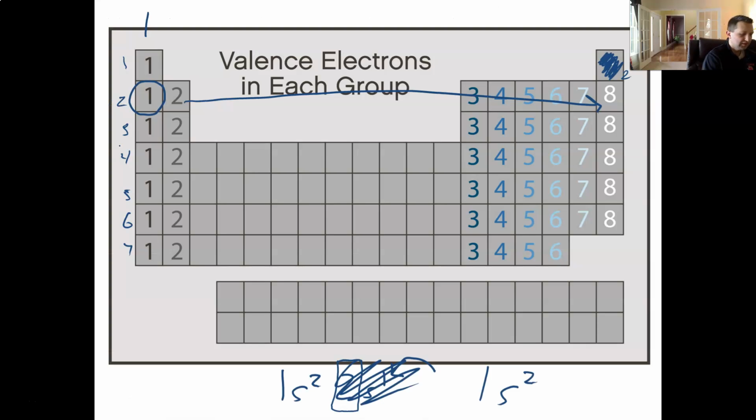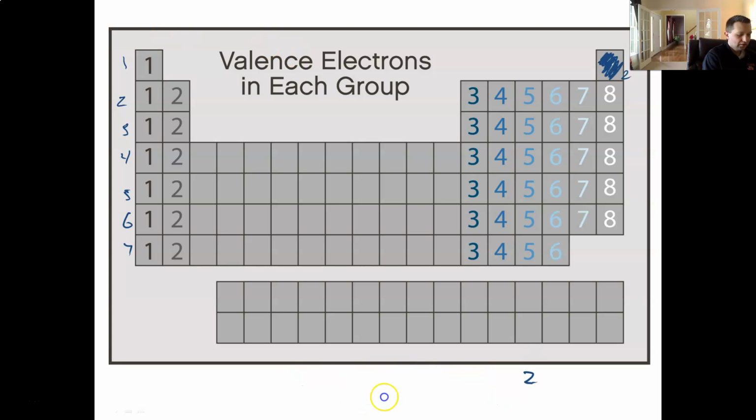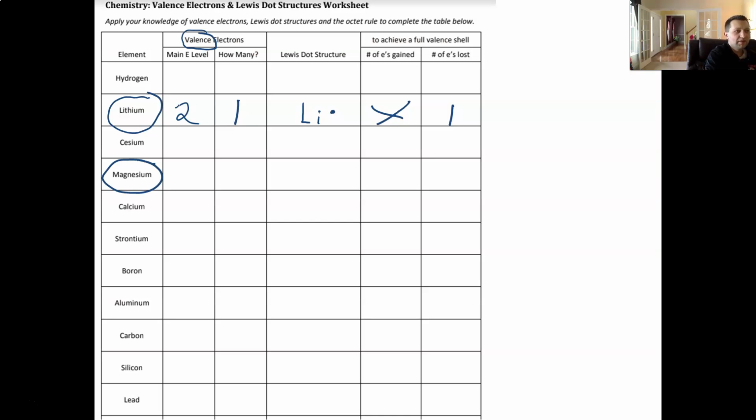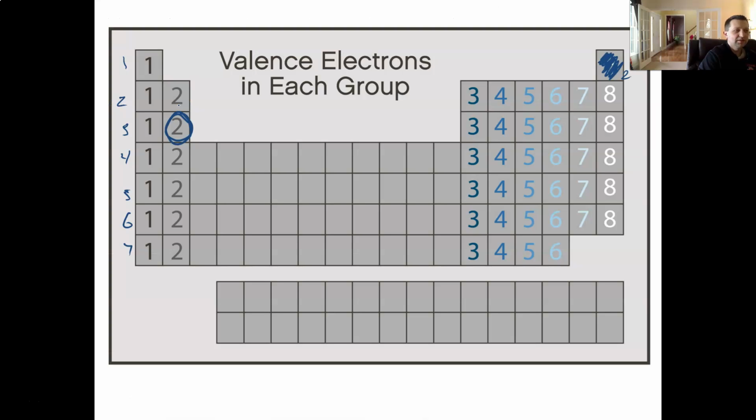Okay, let's erase some of this here. So magnesium is going to be here on the periodic table, right there. If you go to our previous example and work through it the same way, you can see how easy this is. The main energy level for the valence electrons is level 3. We're right here, so it's level 3.